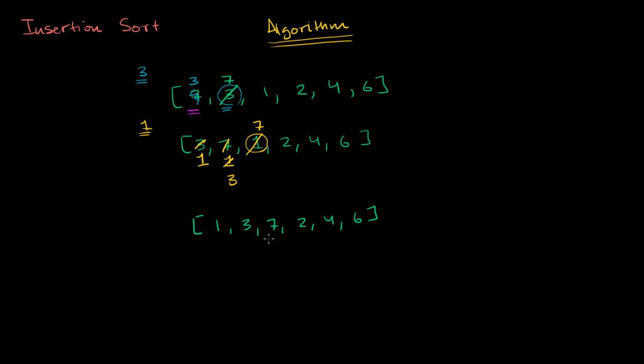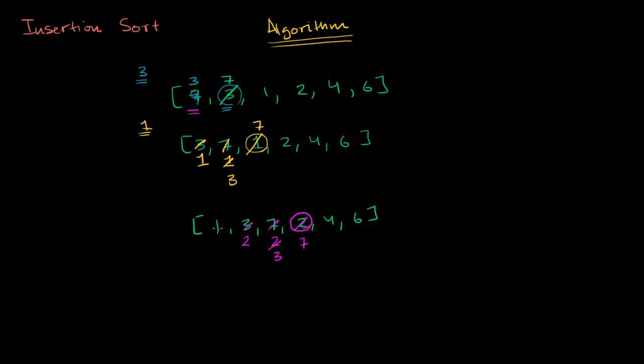So let's now go to the next index, or the next item in the list. And that is this 2 over here. And so we compare the 2 to the 7. 2 is definitely less than the 7. So let's put the 7 where the 2 is, and let's put the 2 where the 7 is. Now you compare the 2 to the 3. 2 is less than 3. So let's put the 3 where the 2 is, and let's put the 2 where the 3 is.